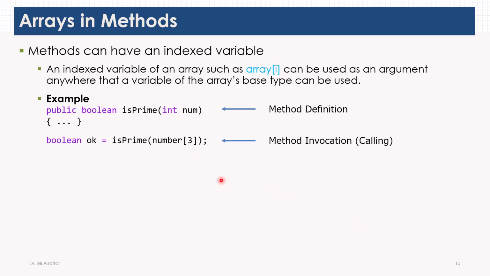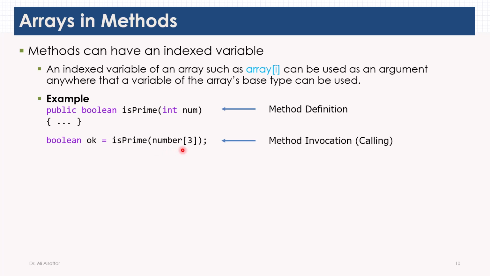Just remember that when you pass an array element or index variable as an actual parameter to a method, make sure that the formal parameter has the same base type. Otherwise you will get a syntax error. The formal parameter of the method is defined as integer, so if you want to pass an element to this method, it must be an integer. Therefore, the declaration for this array should be an integer, otherwise you will get a syntax error.